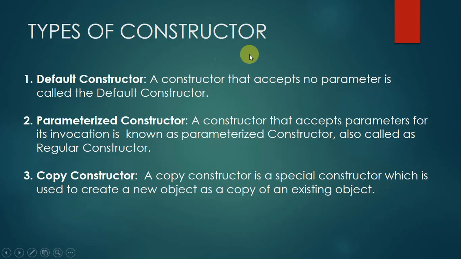So there are various types of constructors. Let us study about these. The first one is the default constructor. It is a constructor that accepts no parameters. Then the next one is parametrized constructor. It is a constructor that accepts parameters for its invocation. And parametrized constructor is also called as regular constructor. Then third type is the copy constructor. Copy constructor is a special type of constructor which is used to create a new object as a copy of an already existing object. So if an object exists, we can make a copy of it using a copy constructor.